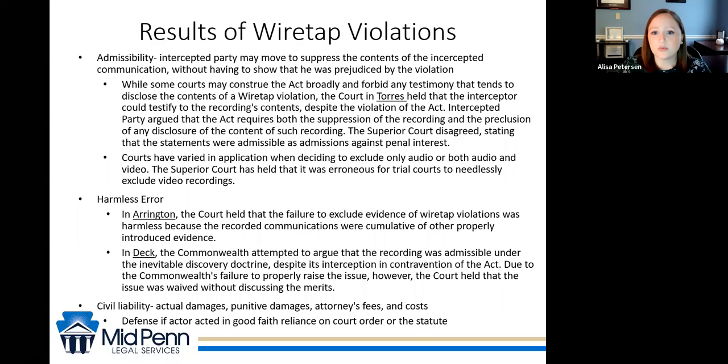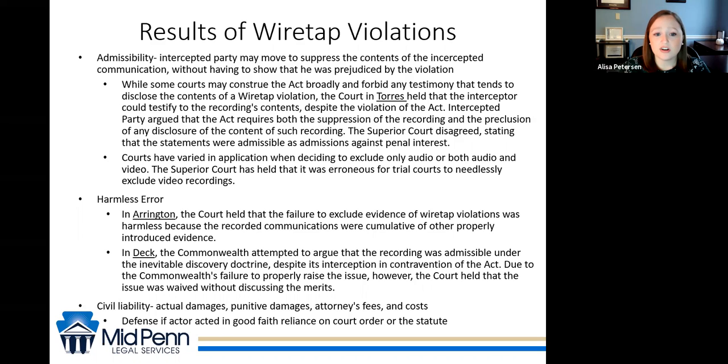When it comes to results of the wiretap violations, there's a few things that could happen. It impacts the admissibility of evidence. The intercepted party may move to suppress the contents of the intercepted communication without having to show that he was prejudiced by the violation. While some courts construe the act broadly and forbid any testimony that tends to disclose the contents of a wiretap violation, the court in Torres held that the interceptor could testify to the recording's contents despite the violation of the act.